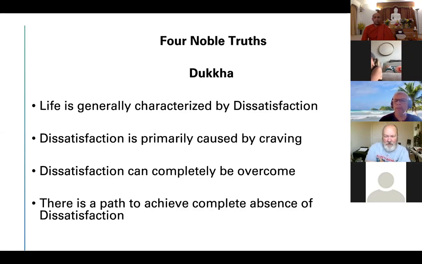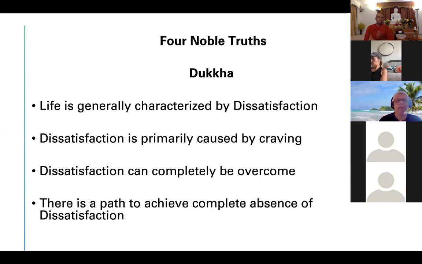The third truth we discovered is that this dissatisfaction can completely be overcome. That's the good news. So the first two truths relate to our current state of life: it is generally characterized by dissatisfaction, and it has a cause. And the second two truths are about the way we can overcome it. First, it is possible that this dukkha can be completely overcome, and there's a path for that complete absence of dissatisfaction. So that path is what we are going to discuss.